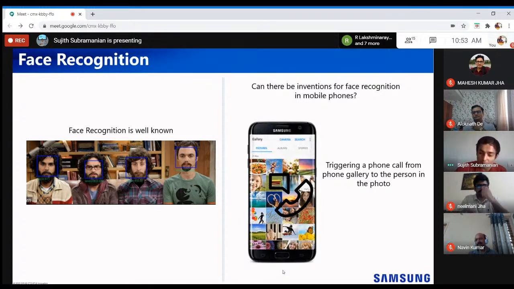You are trying to help the user to avoid multiple steps that he would have performed to actually make a phone call. You would have had to come back, open the contacts, search for the person's name, make a phone call. There's nothing surprising there. But in the gallery, making a phone call, that is a surprising new effect. This, you will still be able to make invention and then file a patent.